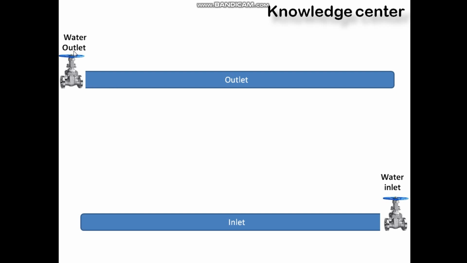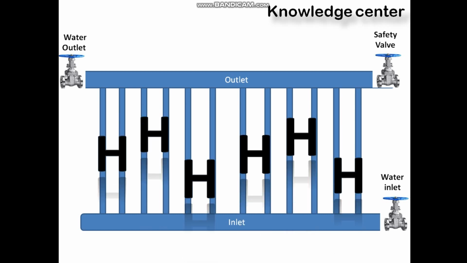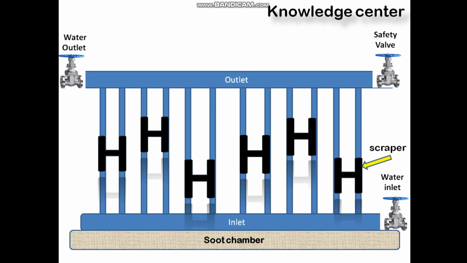From here we get the water to the boiler, and there will also be a safety wall. If we get more water, then we can block the water inflow over there. So the safety wall is going to protect the outlet pipe, and the inlet and outlet are connected through tubes. There will also be scrapers used on the tubes. These scrapers are used to reduce the scale on the tube. And this is a soot chamber.